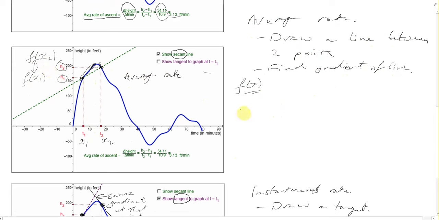So we could say the gradient is given by f of x2 minus f of x1, divided by x2 minus x1. That bottom bit, x2 minus x1, is this distance here. So there's a formula way to actually find the gradient, which is kind of handy actually. But we'll come more to that later on.